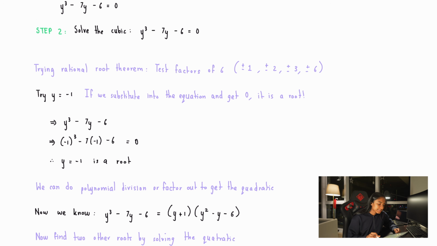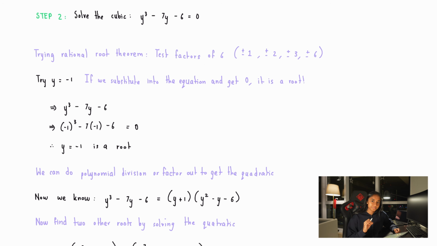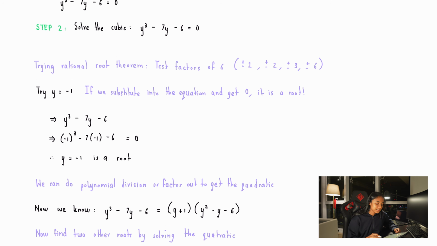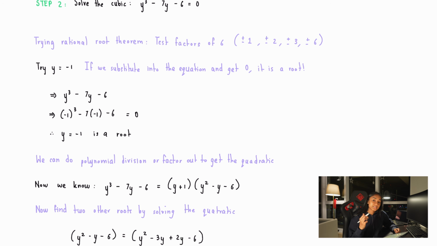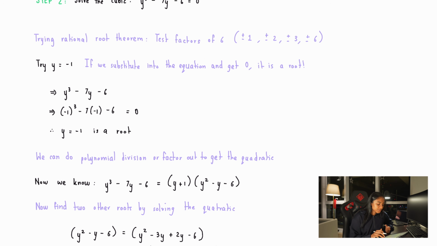We are going to try the rational root theorem to solve the cubic. So that means testing out different factors, right? So we're going to try y is equal to minus 1 first. If we substitute that into the equation and get 0, we know that it is a root. So we're trying to figure out what the roots are, okay? Because we do get 0 after substituting minus 1 into the cubic, we know that y is equal to minus 1, or minus 1 is a root, okay?